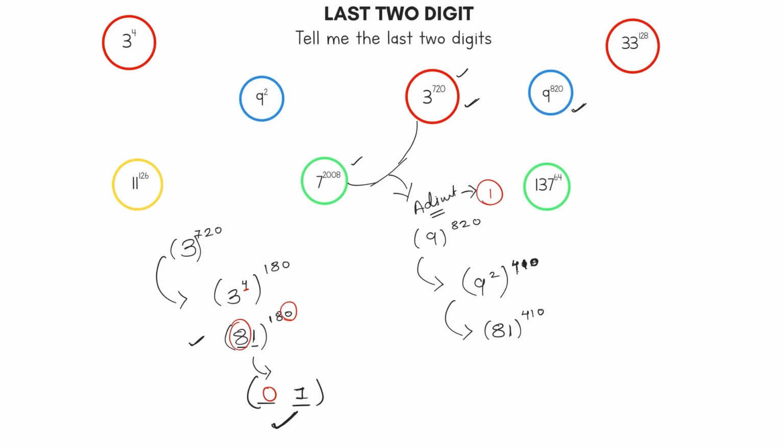Then what? Problem is solved. Since this is 1, unit digit will be 1. How will I get the tens digit? I know how to solve 81 raised to 410, right? This is the trick of 1 that I'll apply here. So if this is 1, this is 1. Tens digit is what? 0 into 8. The last multiplied by the second last. 0 into 8 will be what? 0. So the last two digits of 81 raised to 410 is 01, which is nothing but the last two digits of 9 raised to 820 is 01.